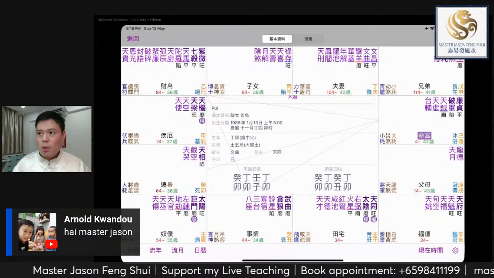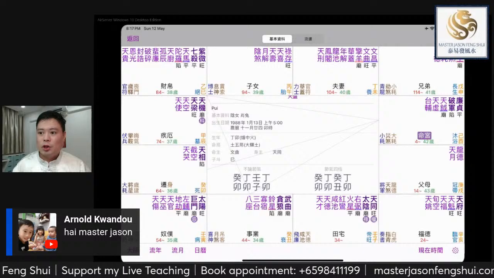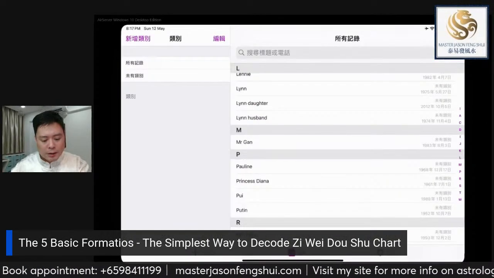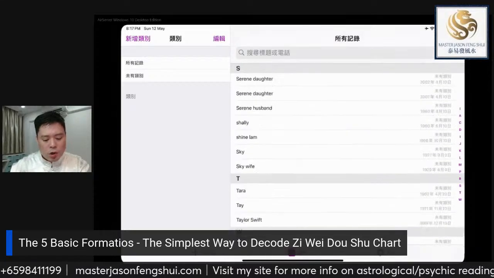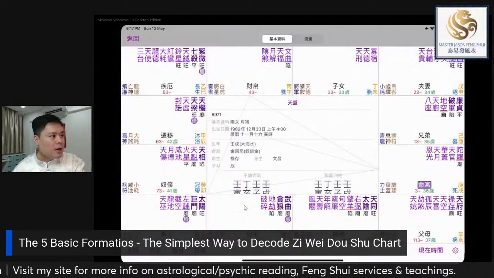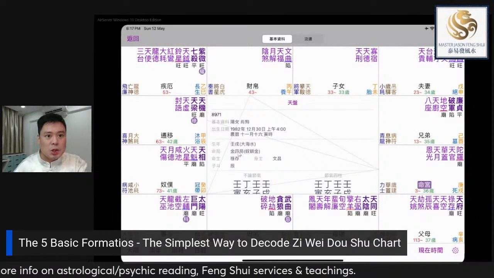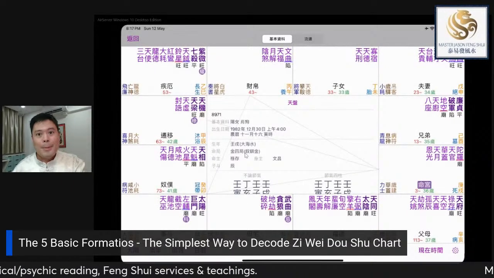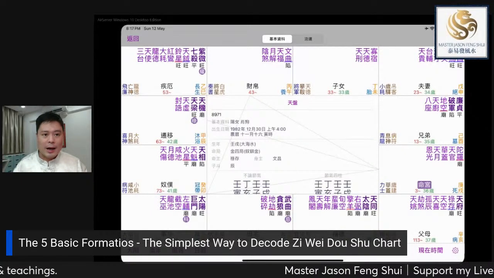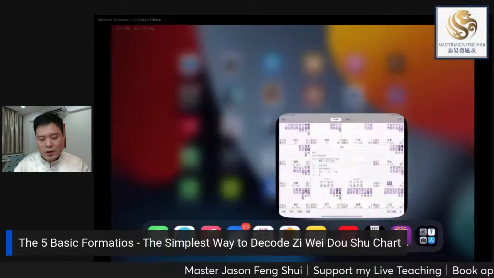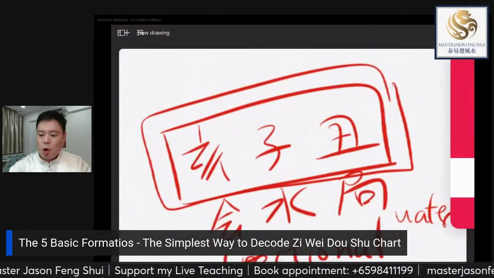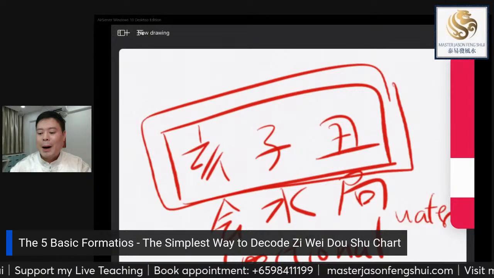Just to repeat what I was trying to say: regardless of what kind of 紫微斗数 birth chart, when you open it, you will naturally be able to see some form of formation. For example, this birth chart is showing a 金四局, which is a metal formation. So what are all these formations telling us? If you don't know how to read a 紫微斗数 birth chart, just by referring to all these formations, you will be able to tell a lot about a person's life.